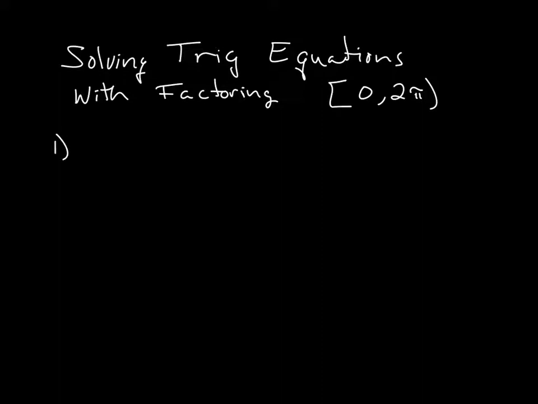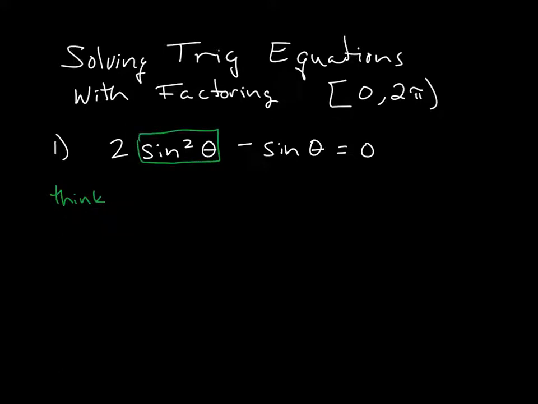The first one that I have is 2 times sine squared of theta minus sine of theta is equal to 0. Okay, so for this piece, I want you to think about this as wherever I have the sine squared, think about that as u. And please keep in mind that the sine squared of theta is the same thing as saying the sine of theta squared when you're going through and doing this.